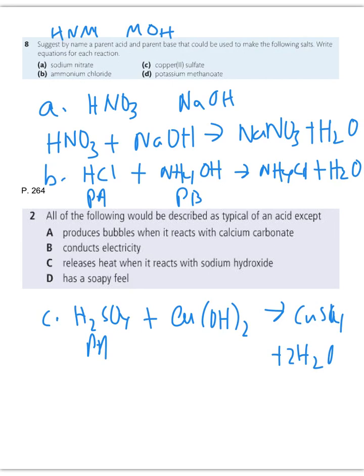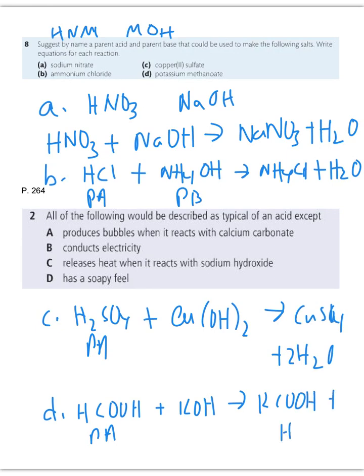So then moving on, I've got D, potassium methanoate. If you get to potassium and you don't know what methanoate is, you probably could find it in your data booklet, or just ask me, because the worst thing that'll happen is I'll say, look in your data booklet and find it yourself. But methanoate is COOH, so the acid would be HCOOH. So there's my parent acid. My parent base is going to be KOH, and then I'm going to end up with KCOOH and H2O.